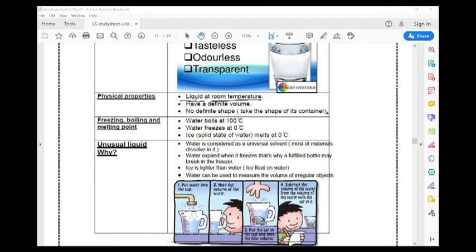Because it's a liquid, water has definite volume. It means the volume of water doesn't change by moving or transferring water from one container to another container. But its shape changes, because it's a liquid. Its shape changes by moving it from one container to another. It means the water takes the shape of the container.